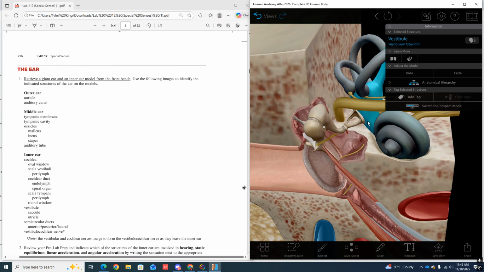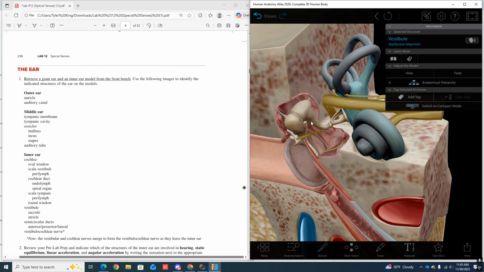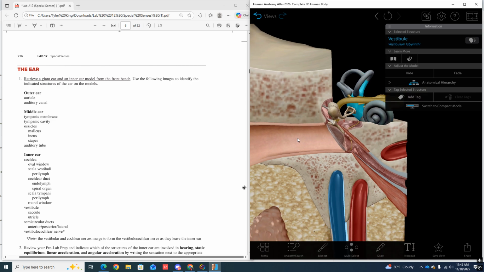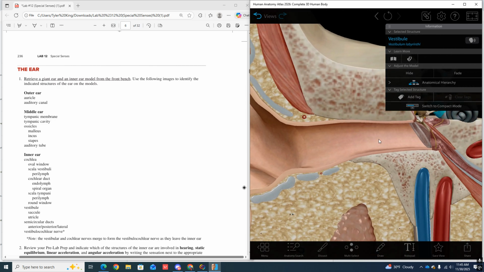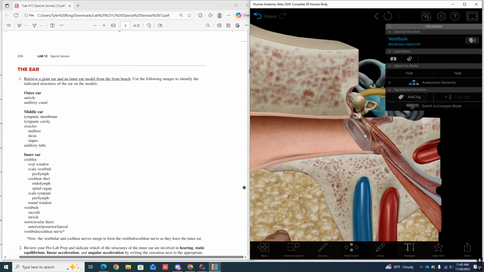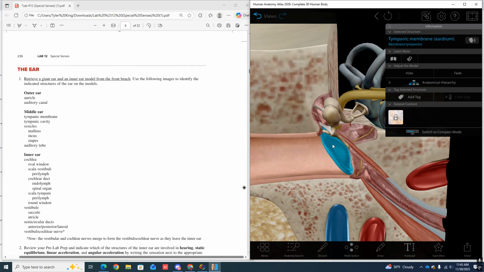Cranial nerve number 8, okay? So, when sound comes through the ear, what's going to happen is it's going to travel all the way from the auricle, the outer ear, and go through the auditory canal. It's going to vibrate this tympanic membrane, okay? So, when it does that, what's going to happen? It's going to vibrate it.